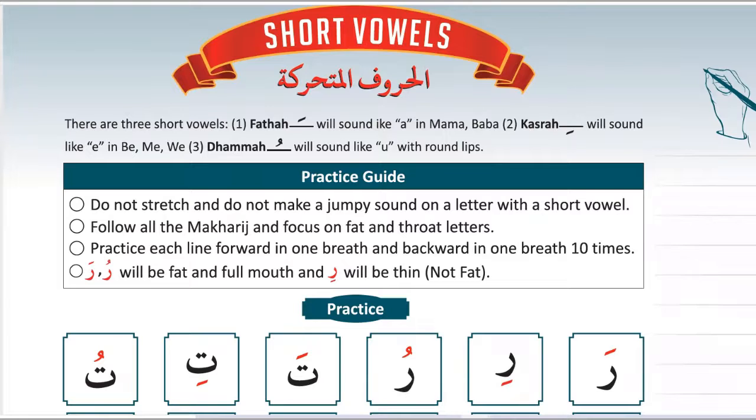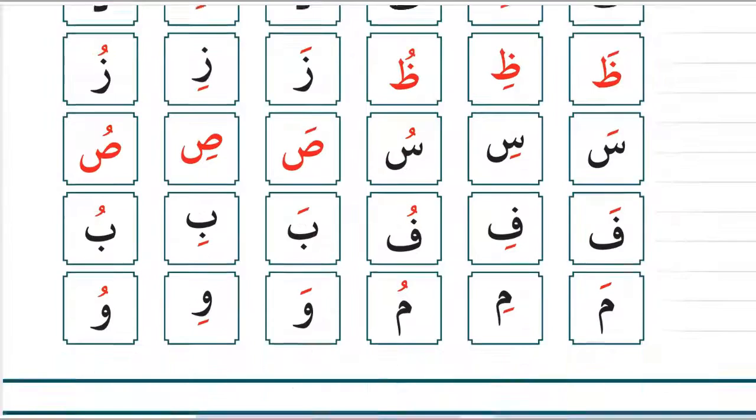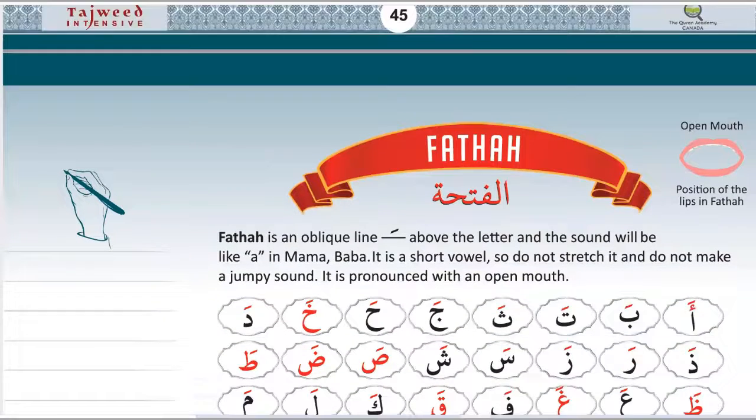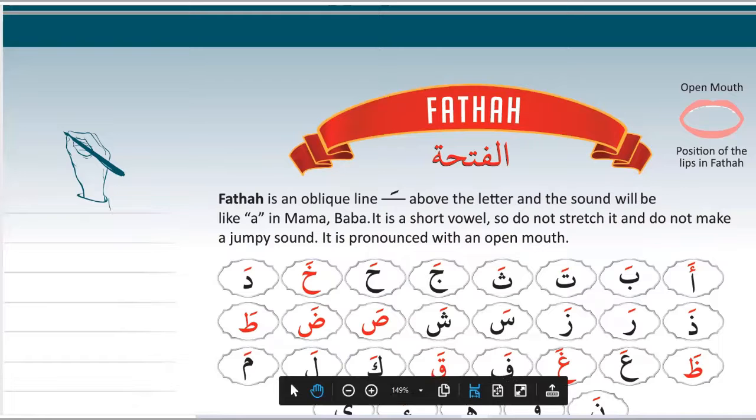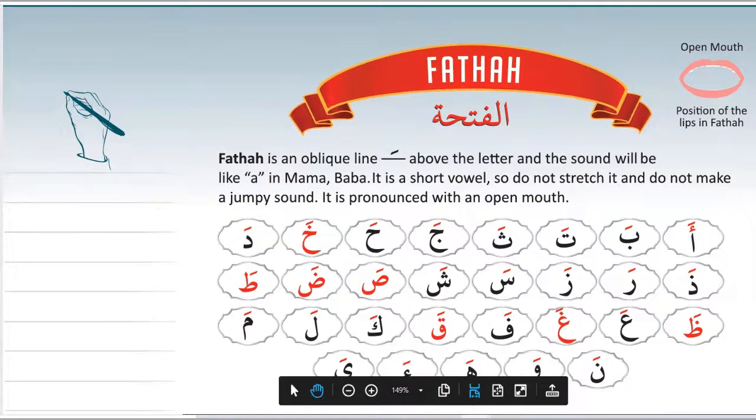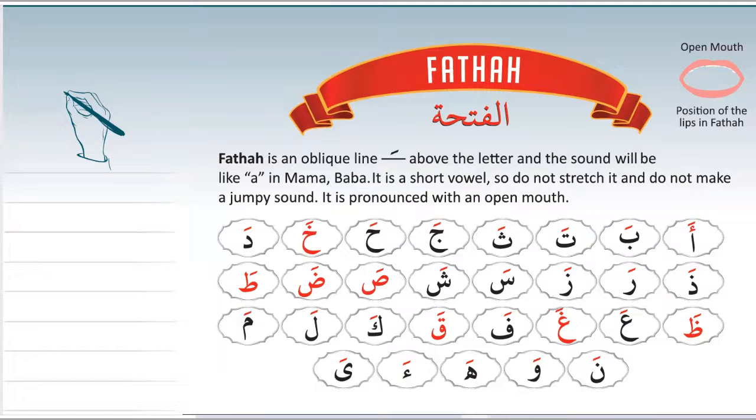And how will you pronounce these three different signs? Whenever you will get the fatha, as I told you, the fatha is the oblique line at the top of the letter. Whenever you will find an oblique line above the letter, then this is called fatha. And how you will pronounce these letters, it will have an "a" sound at the end, right? Whenever you will write ba, ma, m-a-a, right? Or you can say m-a-ma, right?